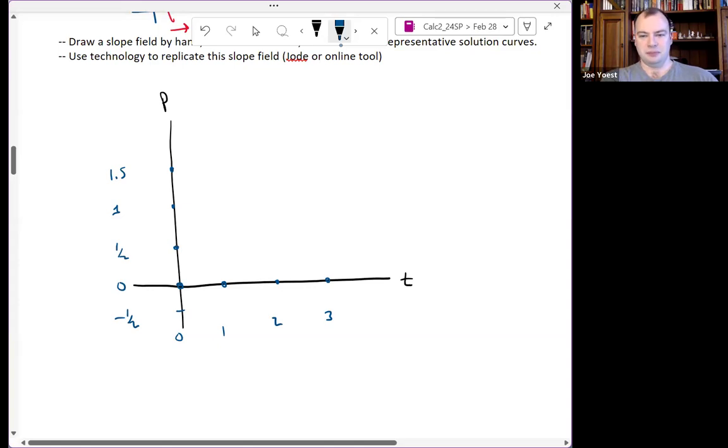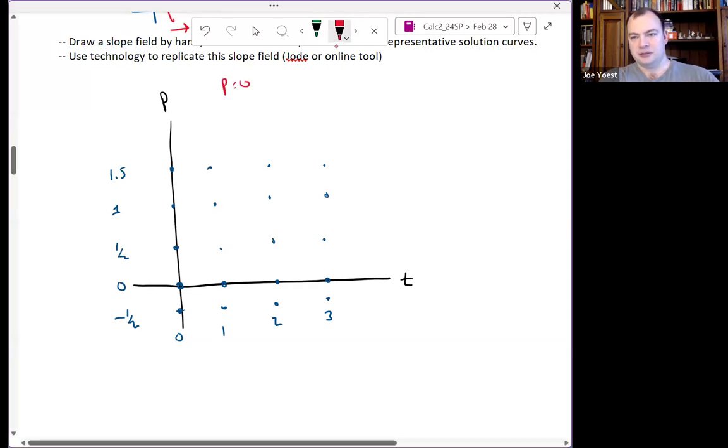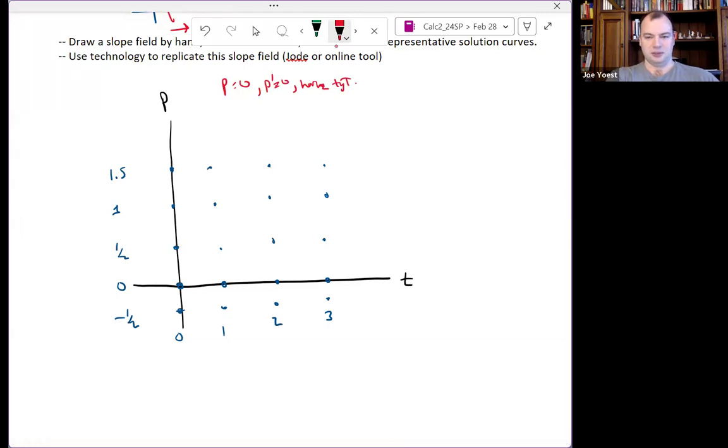So I might make myself a grid, t going from 0 to 3, and p going from -0.5 to 1.5, in increments of 0.5. Now remember, when p equals 0, p prime equals 0, that's a horizontal tangent. I'm going to come down here at, say, for instance, t equals 0, p equals 0.